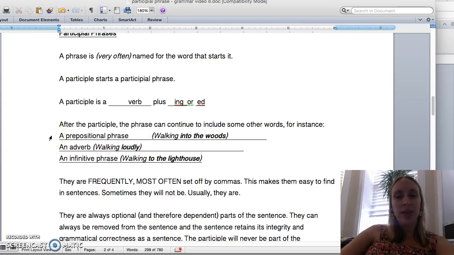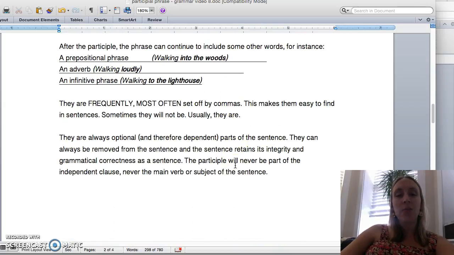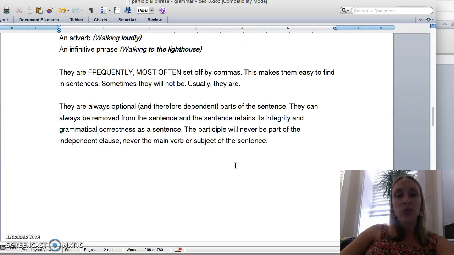After the participle, the phrase can continue into some other words. It could have a prepositional phrase, walking into the woods, an adverb, walking loudly, an infinitive phrase, walking to the lighthouse. They are most often set off by commas, which makes them easier to find. Sometimes they will not be, though. They're always optional and therefore dependent parts, as all phrases are.